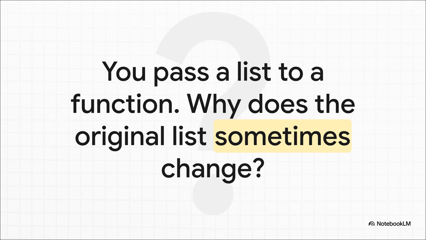Let's start with a question I am positive you have asked yourself. You've got a list, you pass it into a function to do some work, and when the function is done, you look back at your original list and it's been changed. What is going on there?